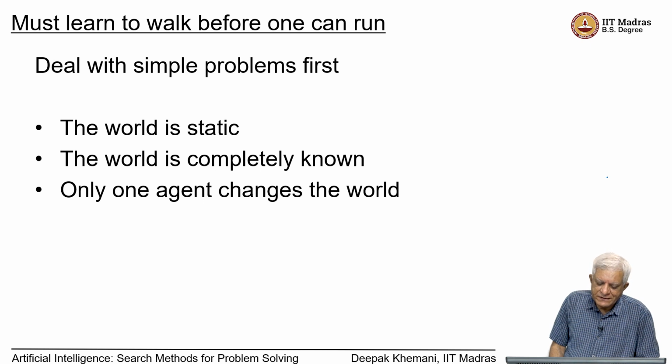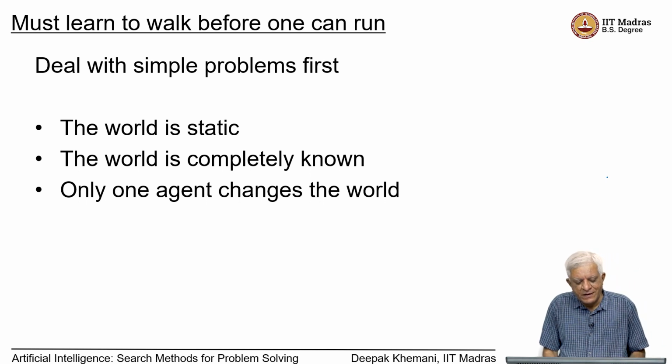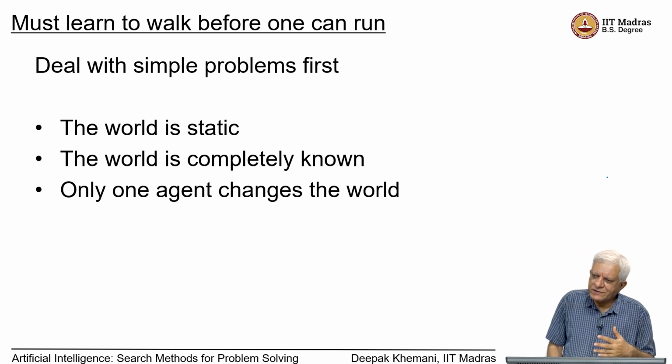Only one agent changes the world, that there is one problem solver who is doing it. In the real world, of course, as we saw in a football team, there are other players, there are teammates and there are opponents and so on. The only place where we will see a multi-agent scenario is in a game like chess, where there will be two players involved.